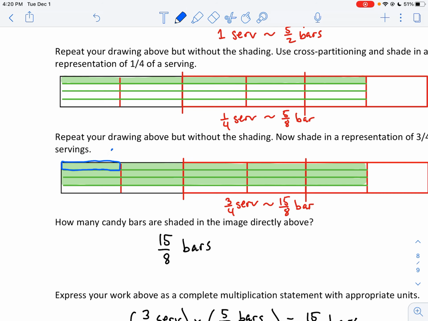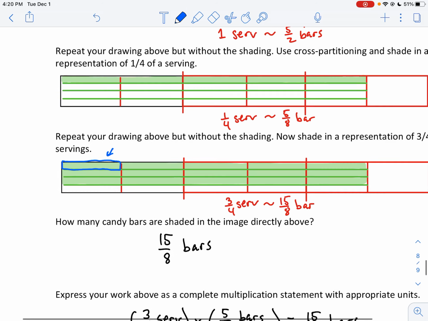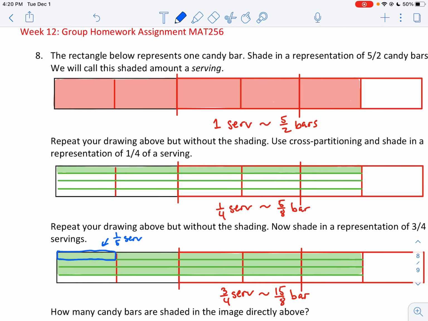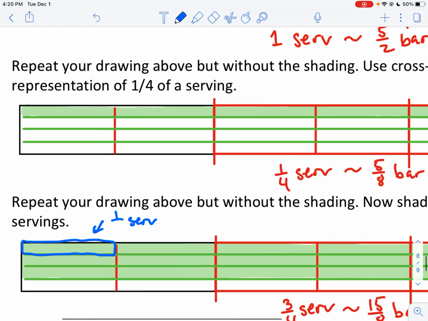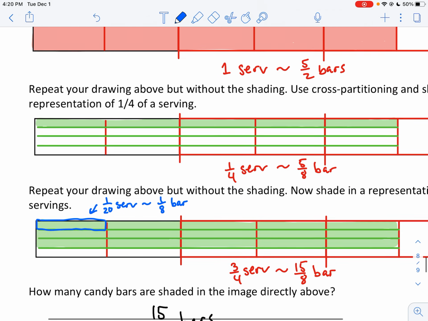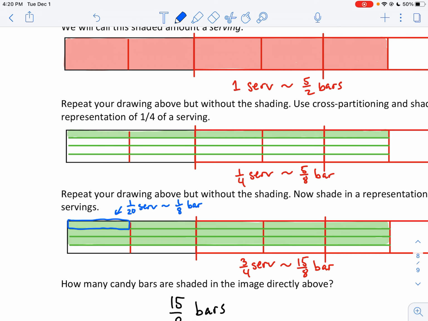And again, each of these, I'm going to emphasize in a blue box. Each of these little slivers right here, you can think of that as 1/5 of a serving. Right? Because, oh, sorry, that's not 1/5 of a serving. I was thinking it's 1/5 of a row, but the serving is all of that. And that would be 5 times 4 is 20. There's 20 blue boxes in an entire serving. So what I've shaded here is 1/20th of a serving. And that corresponds to 1/8 of a bar.